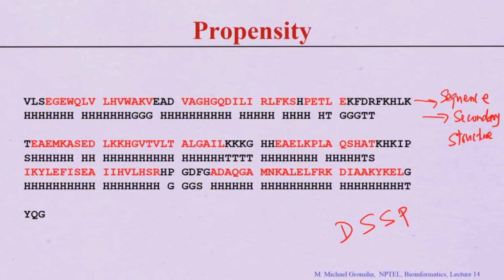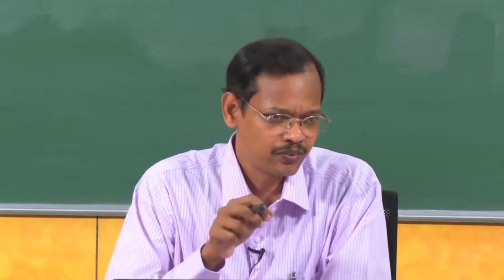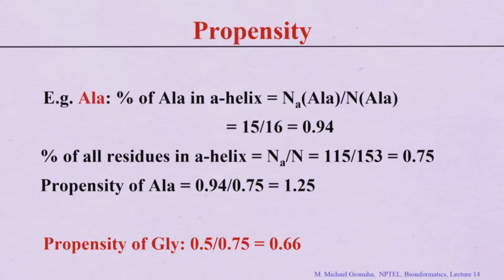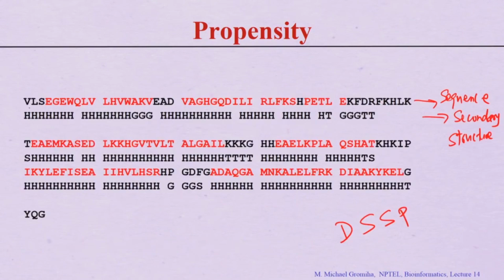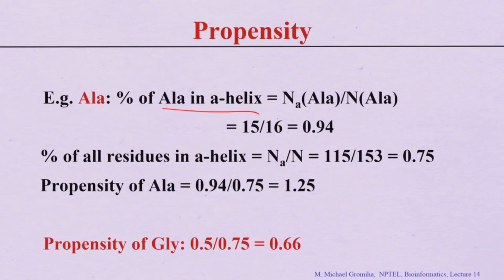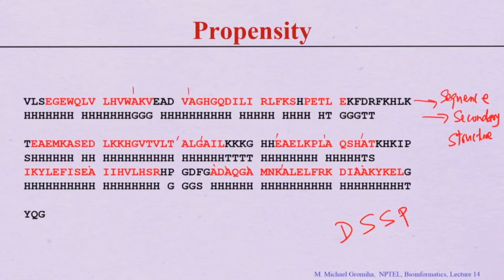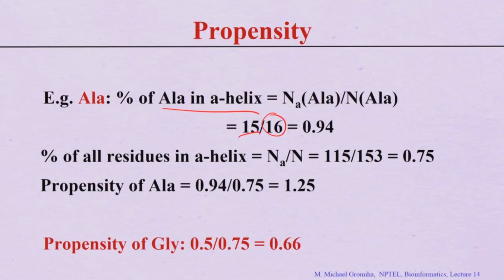Now, if you want to see the propensity, for example in this protein, what is the propensity of alanine to be in alpha helix? How to calculate? This is the number of alanines in alpha helix divided by the number of alanines. How many alanines are here? You can count all the alanines: 3, 4, 5, up to 16. There are 16 alanines. Out of 16, how many are in alpha helix? If you see the red ones, they are 15 here. This one is not alpha helix, the others are. So, there are 15 in alpha helix, and you get 0.94.